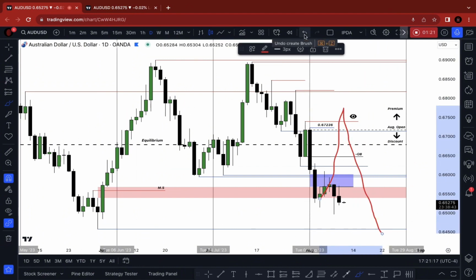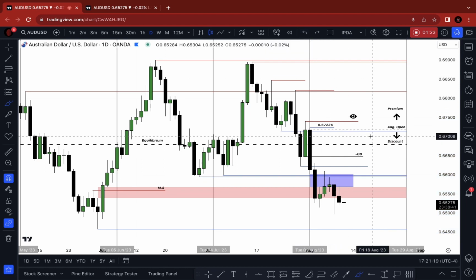Because ideally, if I'm looking to go short, I want to see a high broken first, then go short. At times, it is just an old high. At times, it is a swing high formation. I wanted this swing high formation to be broken.